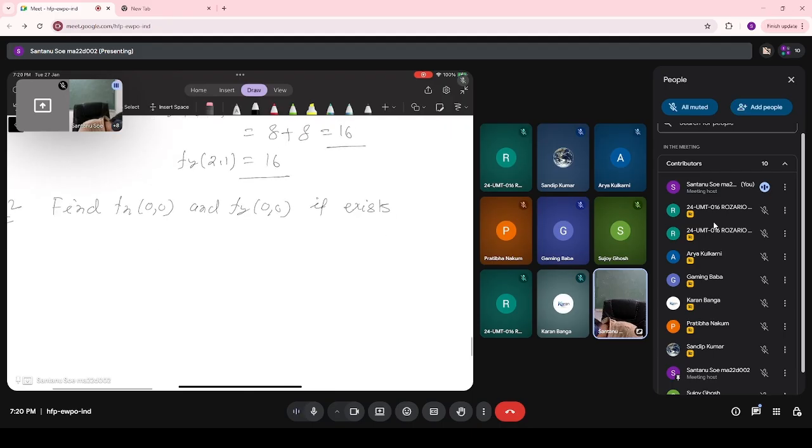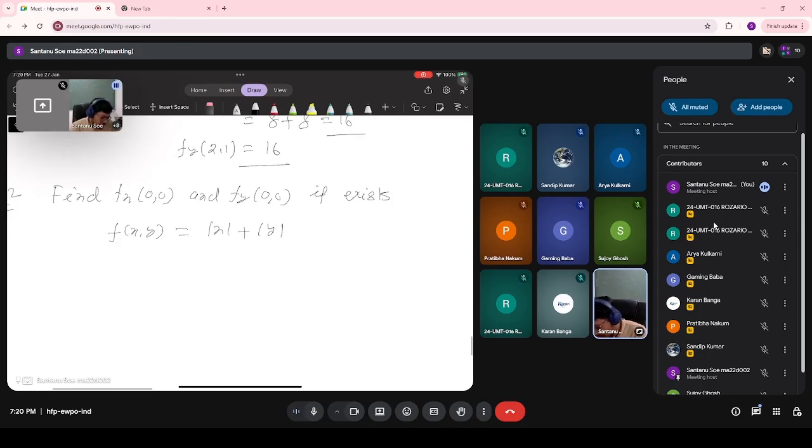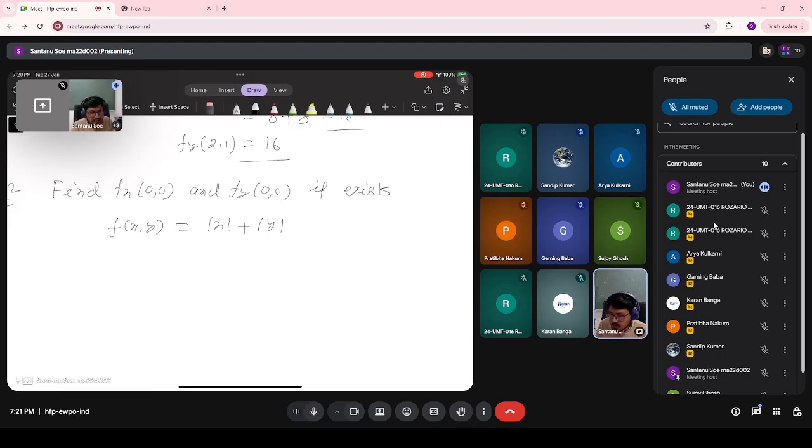So the function is given by mod x plus mod y. Now here we cannot guarantee, just by seeing the function, whether the partial derivative exists or not, because this is not a polynomial function, right? Because x square and y square, or maybe x cube, or some higher power is not here. So that means I cannot just assume that the partial derivative exists. So in this case, we have to go through the limit definition and check if the partial derivative exists or not. So let us check.